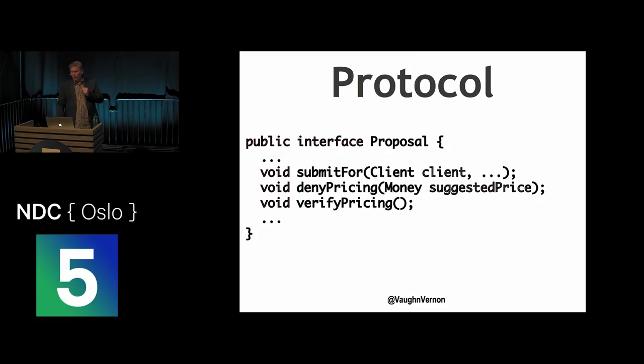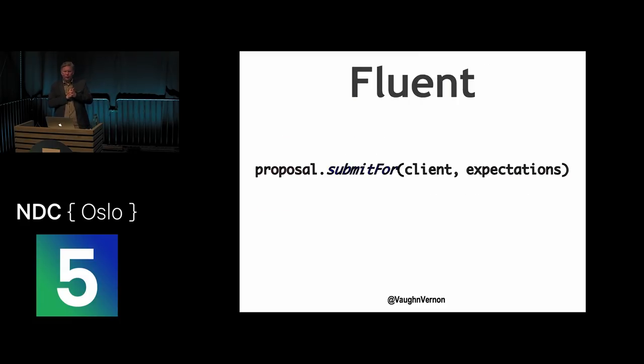Now notice the fluency of the expressions used with this proposal. We read it just like a conversation that we would have with business people, with our team: proposal submit for client expectations. This is exactly the kind of language, or very close to the language, that we use as humans communicating with each other when we describe what a proposal provides in terms of behavior and functionality on behalf of this model.